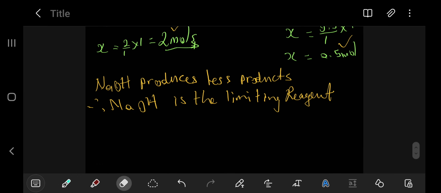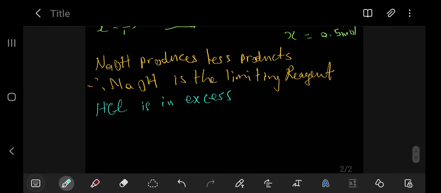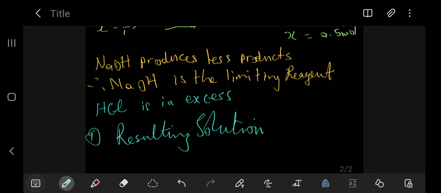So I hope it's clear. And then we can also conclude that HCl is in excess. So now we are done with question number 1. We can conclude that the resulting solution is acidic, right? Because the base is the limiting reagent.